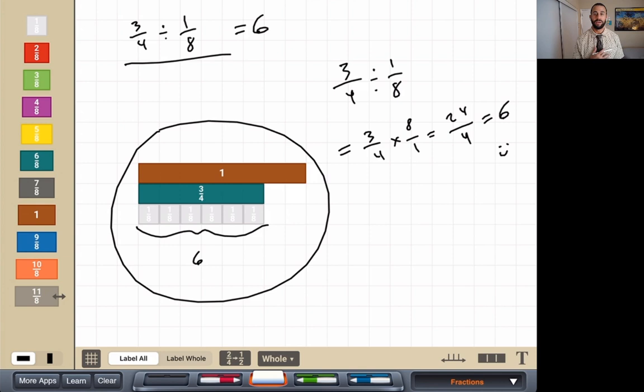Again, it's not too bad. You just got to remember to actually pick your referent unit, and you have to pick your referent unit carefully to make it work the way you want. Okay, so those are my examples. Let me go back to the slides.